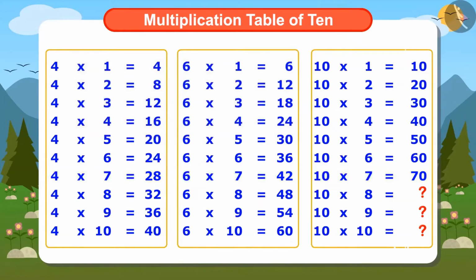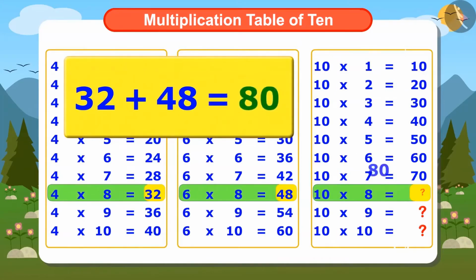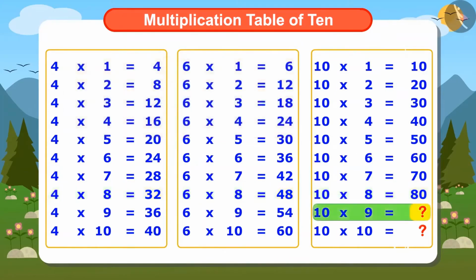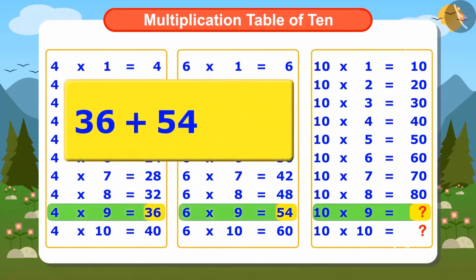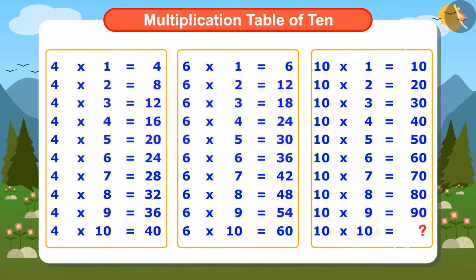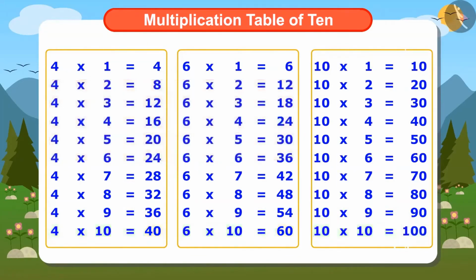Now only 3 numbers are left. Yes. To find the eighth number of the multiplication table of 10, we will add 32 and 48. The answer is 80. To find the ninth number of the multiplication table of 10, we will add 36 and 54. The answer is 90. And to find the 10th number of the multiplication table of 10, we will add 40 and 60. The answer is 100.